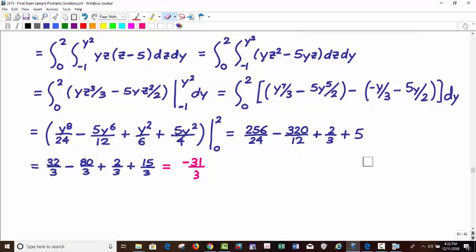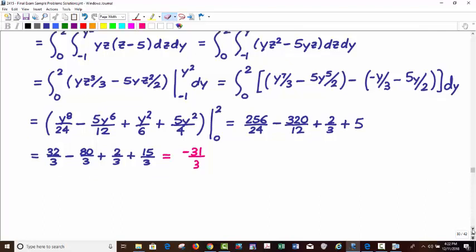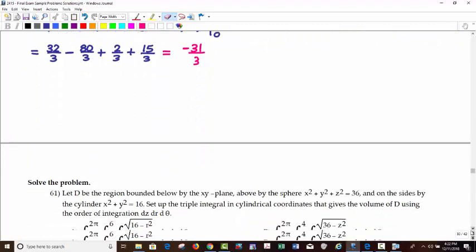It's not that hard, but I went ahead and worked them all out and got a common denominator, and there we go, negative 31 over 3. I'm not too worried about you having to mess with all the fractions just from a time standpoint. And there we have it, negative 31 over 3, which is what Maple showed us. And the answer choice was there.